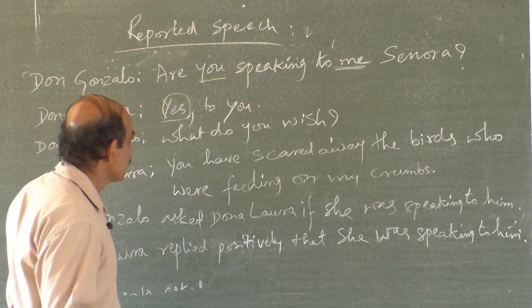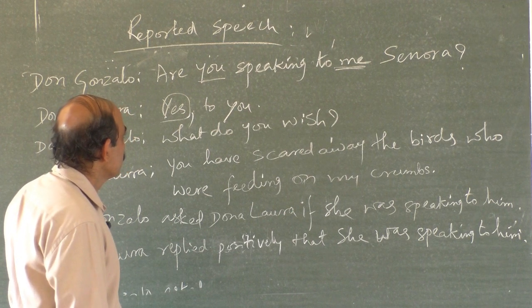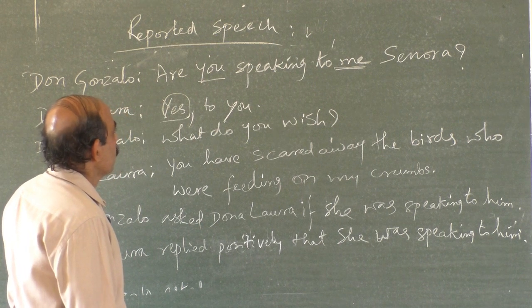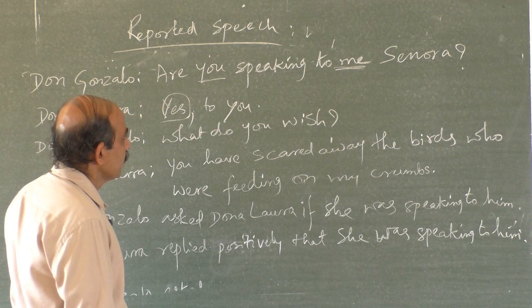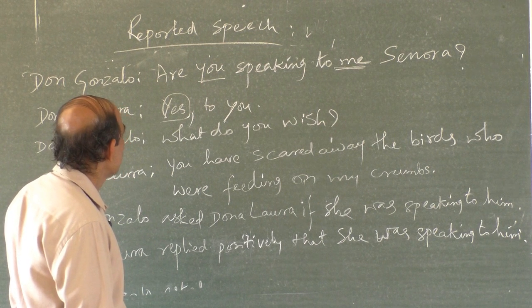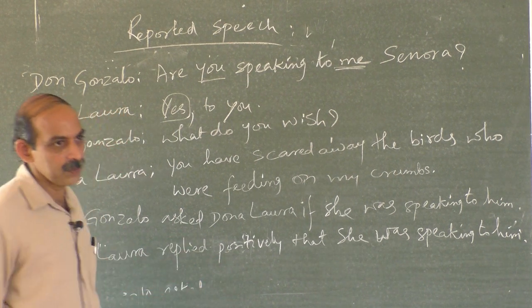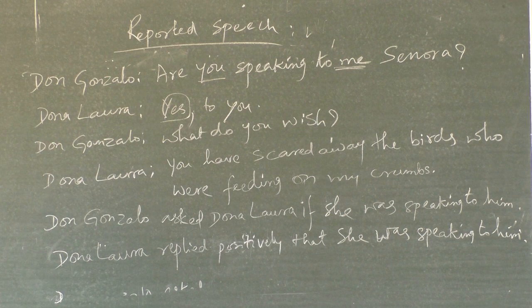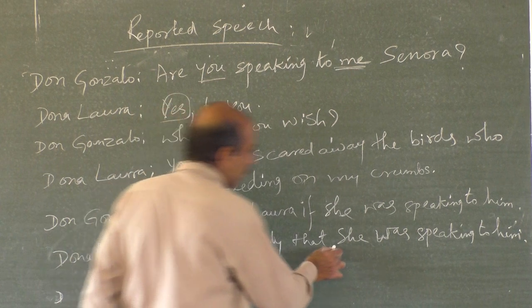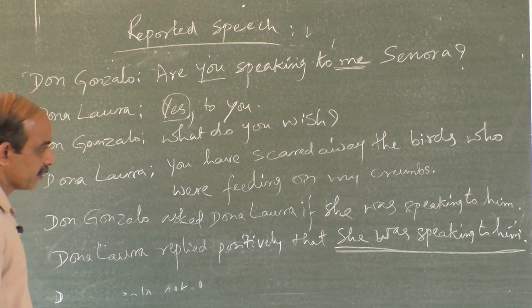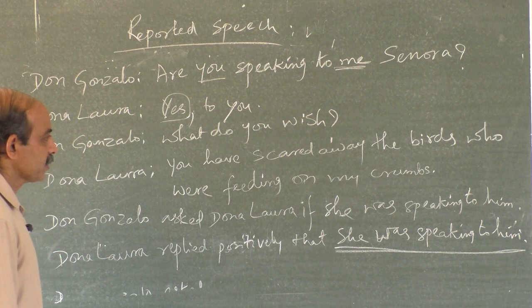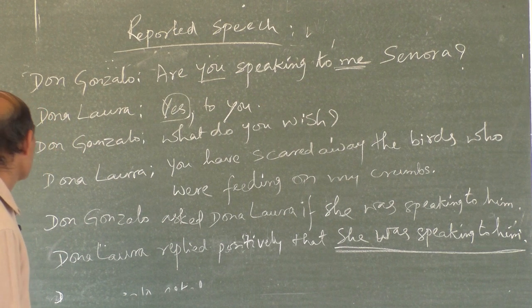But as I have told you just now, it must be written by giving a complete idea of what has been said in the direct speech. "Are you speaking to me, Senora?" asked Gonzalo. So when you tell the same in the indirect speech, the reported speech, it must be understood properly that Donna Laura replied positively. If you write, it is enough. Replied positively. What is the reply? She was speaking to him. So this reply has to be understood and highlighted, and that is why if you write that, it is the best choice and best answer, that she was speaking to him.